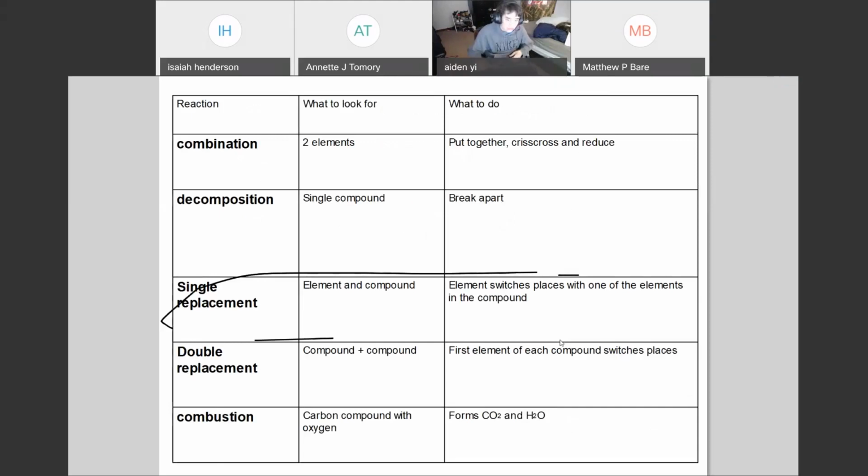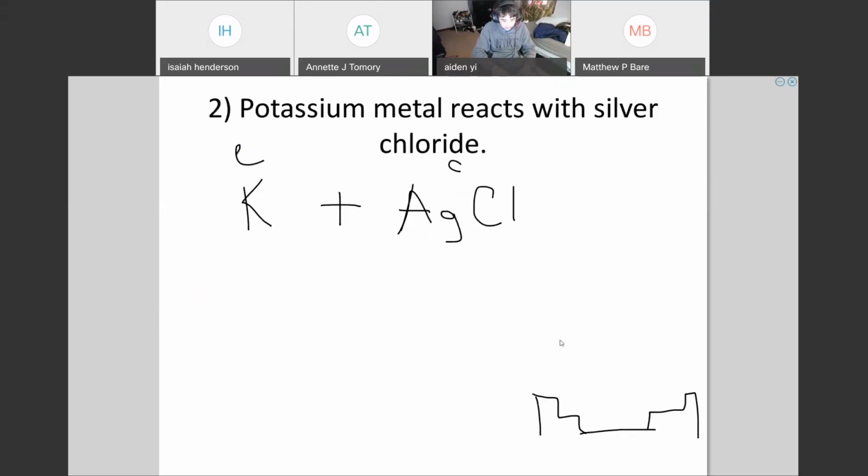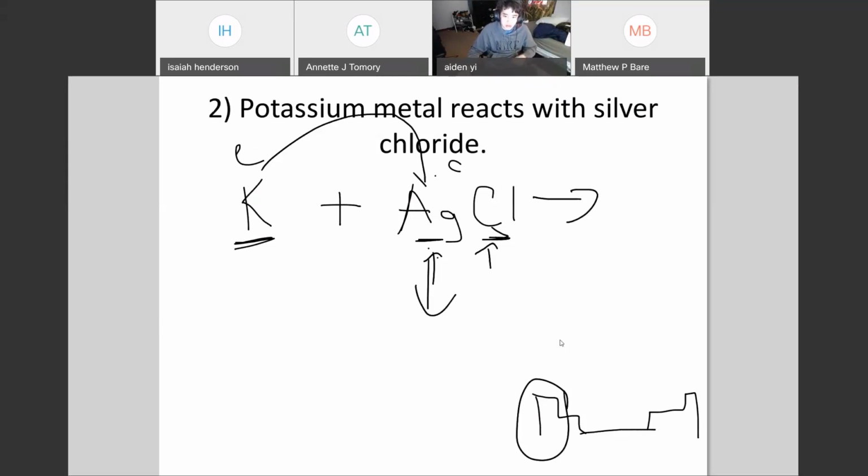That means an element switches places with one of the elements in the other compound. So this element is going to swap with one of these two. When potassium reacts, does it become positive or negative? Looking at the other table, K becomes a +1. So is it going to replace the silver, which is a +1, or the Cl, which is a -1? It's going to replace the silver, because it wants to replace the similar type of charge. It just wants to go to a metal. K is now with the Cl. That's right. The metal replaces metal.